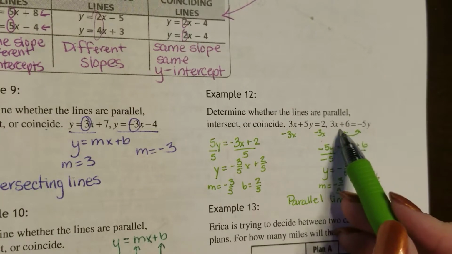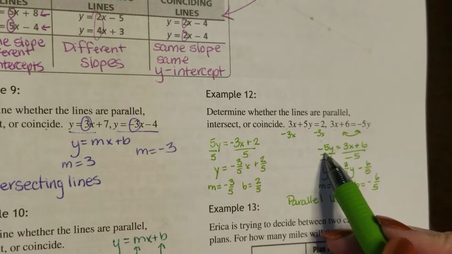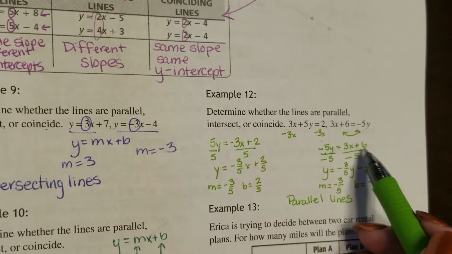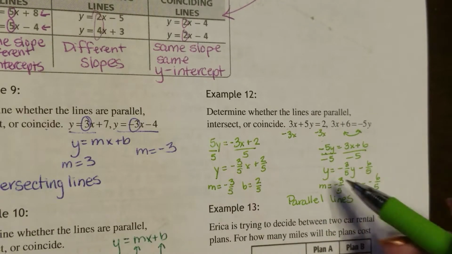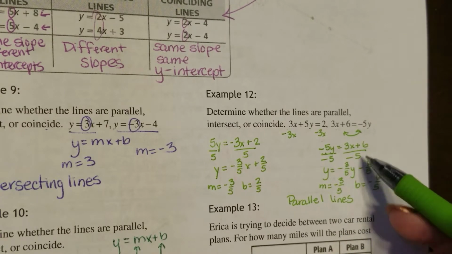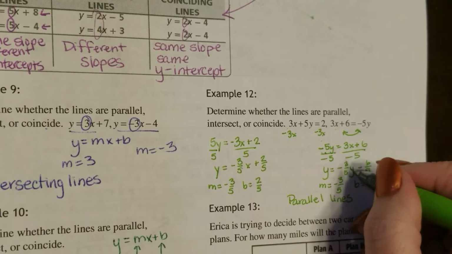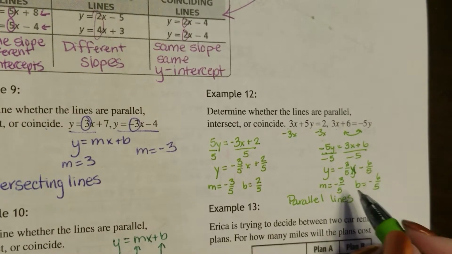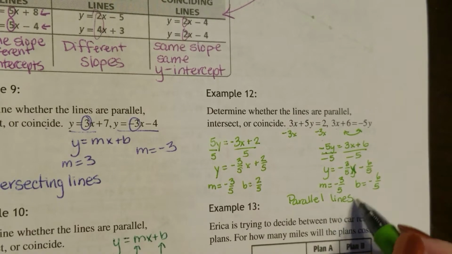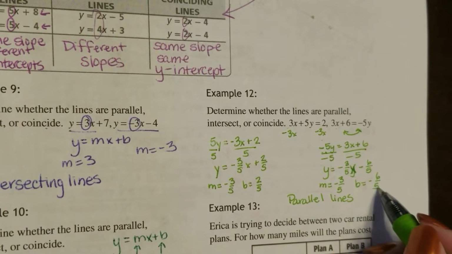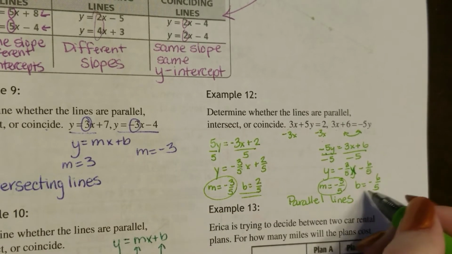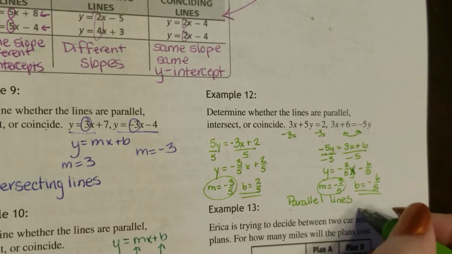So on this one, I'm going to flip it around because I like that y being on my left side. So it's -5y equals 3x plus 6. I'll divide by -5 on each side, leaving me with y equals -3/5 x. Oops, I wrote that wrong, it should be an x. -3/5 x minus 6/5. The slope is -3/5 and the y-intercept is going to be -6/5. The slopes are the same, but our y-intercepts are different, leaving us with parallel lines.